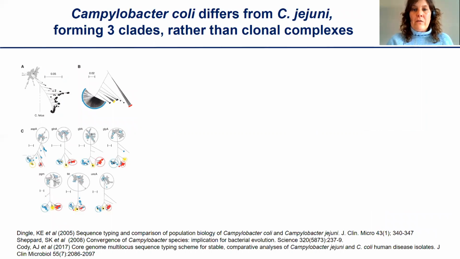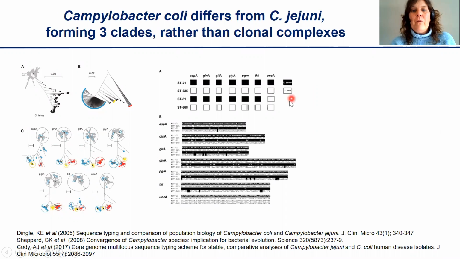So Campylobacter jejuni has a number of different clonal complexes. We can see it's a little different in C. coli. Here we have C. jejuni on the top of this tree shown in grey and C. coli at the bottom. So they generally share about 80% nucleotide sequence similarity. And then we see that C. coli generally splits into 3 large clades, shown here in blue, yellow, and red.